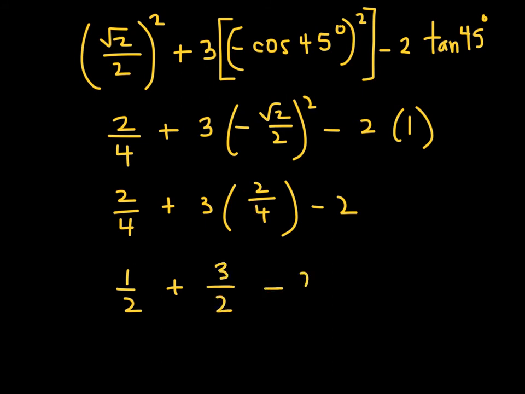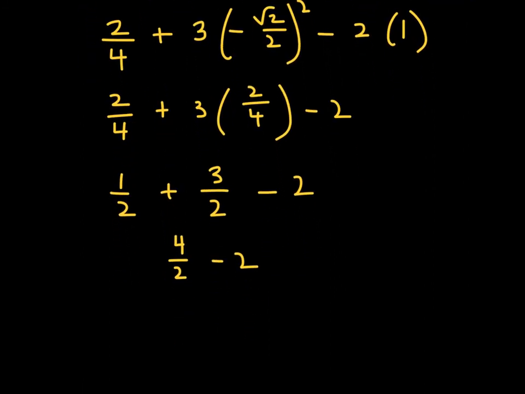Minus 2. 1/2 plus 3/2 is 4/2. And then minus 2. Let me move this up a little bit further here. 4/2 is 2. Minus 2, 0. This whole expression turns out to be equal to 0. That was a lot of fun.